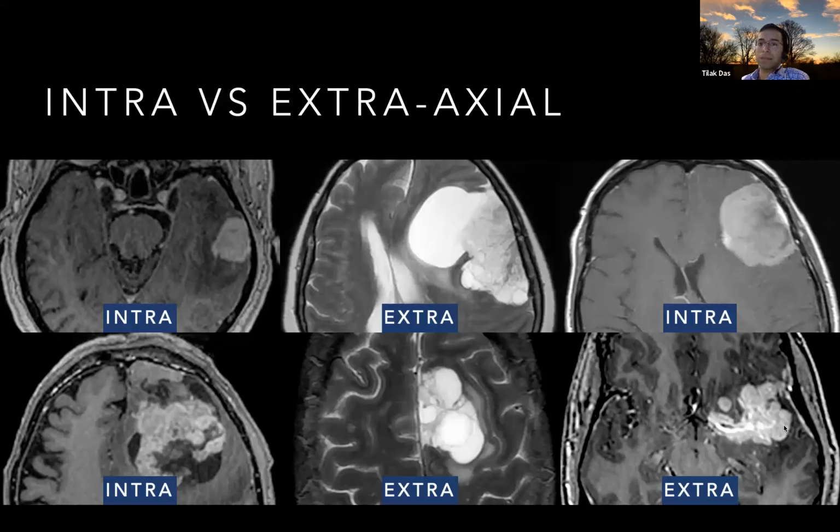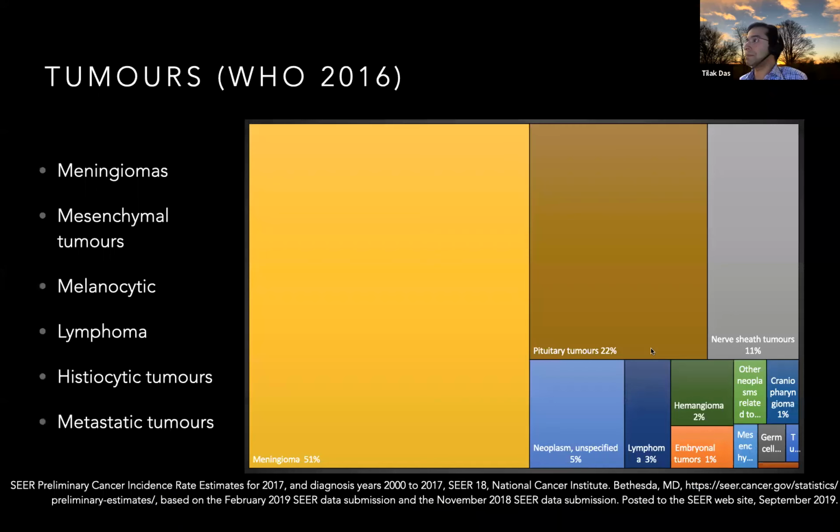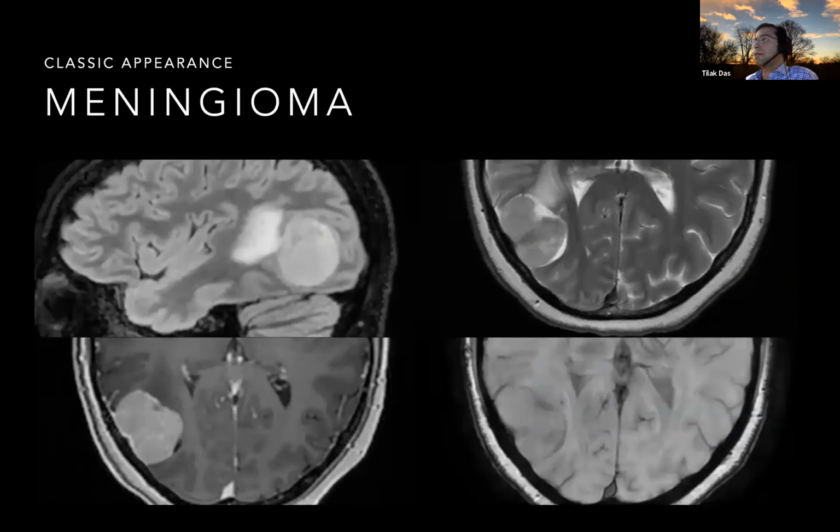So these are just examples showing that it's not always that straightforward to decide between intra and extraaxial. In terms of meningiomas, of course, if you call something extraaxial and then you call it a meningioma, you're highly likely to be right, more than 90% chance, because the majority of intracranial dural tumors are meningiomas. So we've seen the classic appearance already.